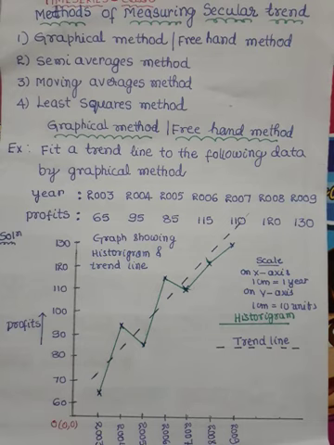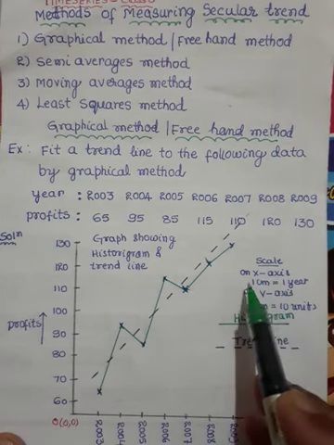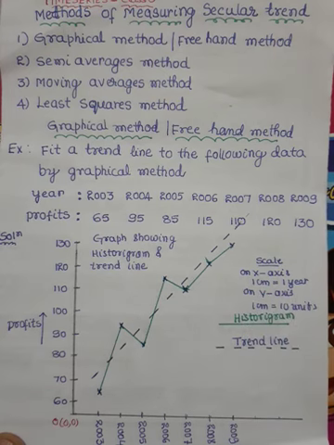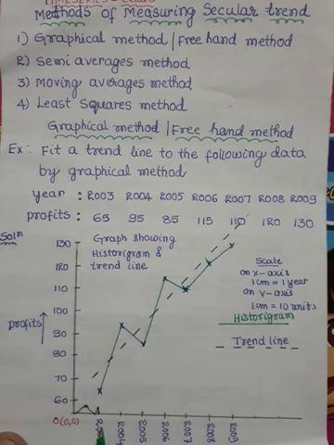On the x-axis we have taken the years, 2003, 2004. The scale on the x-axis is 1 centimeter equals 1 year. From the origin to 2003 we have no scale, which can be shown by a kinked line called a false baseline. From 2003 onwards the scale is 1 centimeter equals 1 year: 2003, 2004, 2005, 2006, 2007, 2008, 2009.